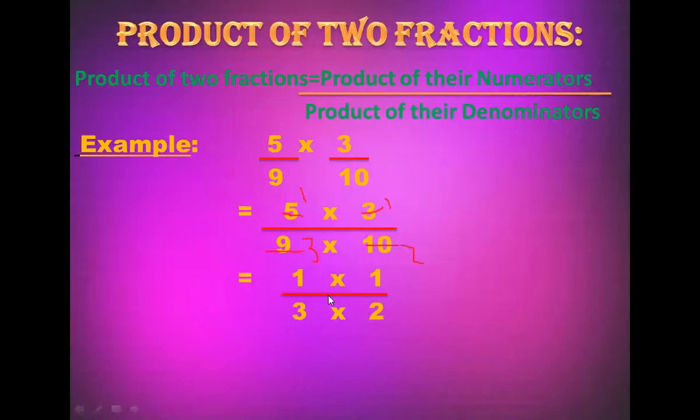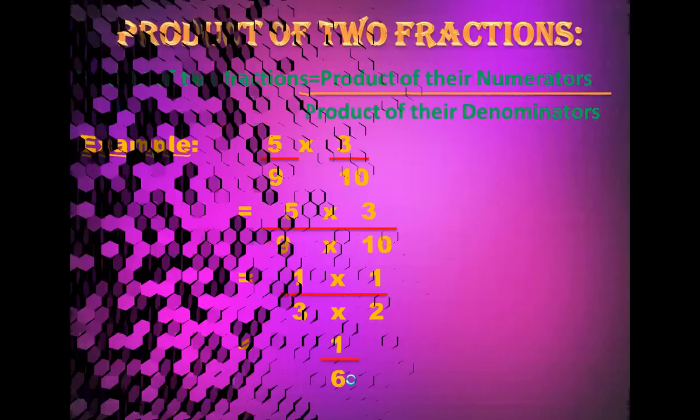Now I cannot reduce them further. So I will simply multiply the numerators and the denominators. 1 multiplied by 1 will become 1 and 3 multiplied by 2 will become 6. Here you have a proper fraction. It means your numerator is lesser than your denominator. That's why you will not convert it into a mixed fraction. You will not convert a proper fraction into a mixed fraction. Let's take some other examples as well.